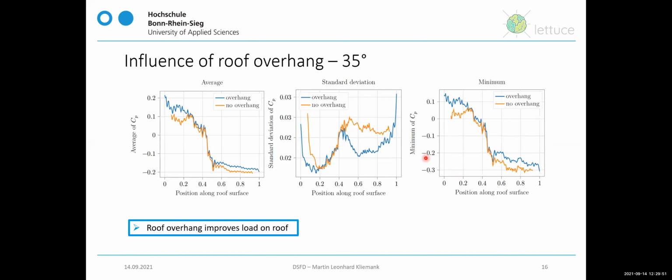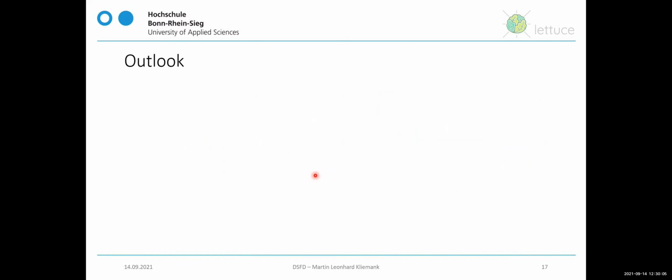We're running a bit out of time. So for the 35 degrees roof, we can see very similar results of the influence of the roof overhang. So basically we can conclude that the roof overhang helps to improve the load, or lower it.